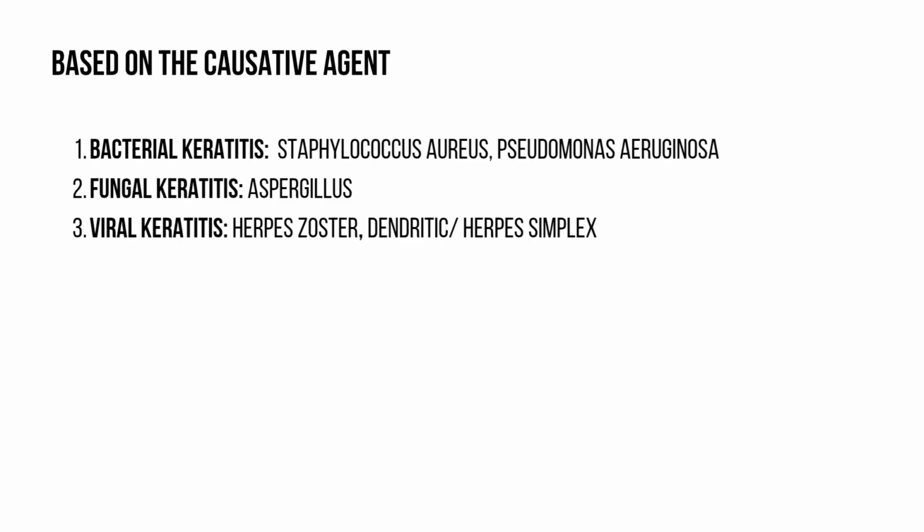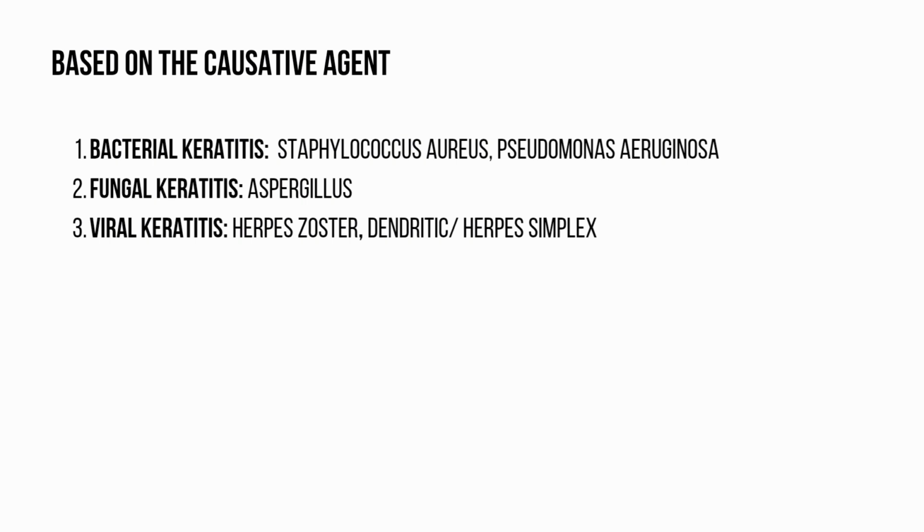Keratitis can be classified into many categories based on different factors. And the first one is based on the causative agent. Based on the causative agent, keratitis is classified into three: bacterial keratitis, fungal keratitis, and viral keratitis.